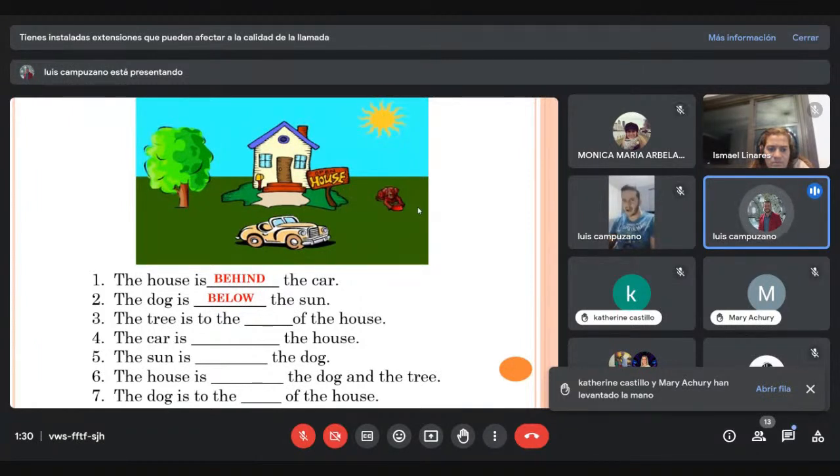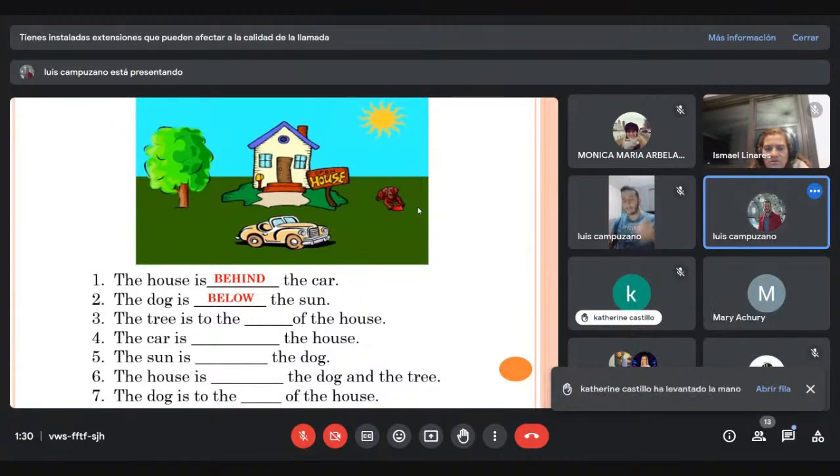Thank you, Monica. Mari, you want to try this one? The tree is to the of the house. What do you think there? The tree is next to the house. Okay, you're right. The tree is next to the house.